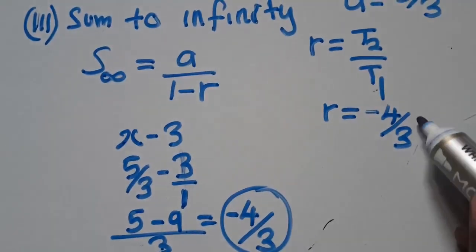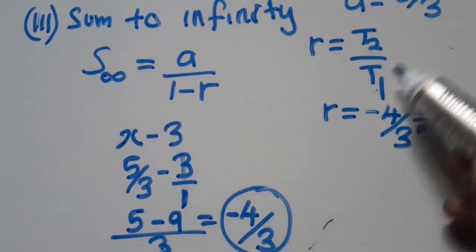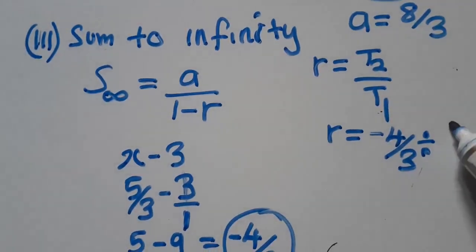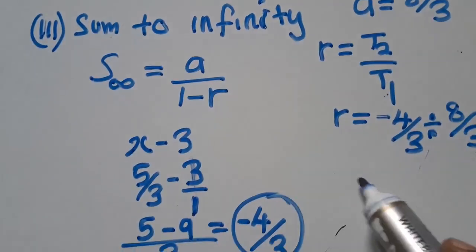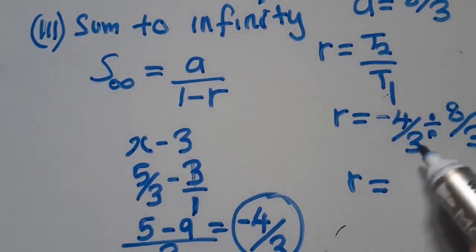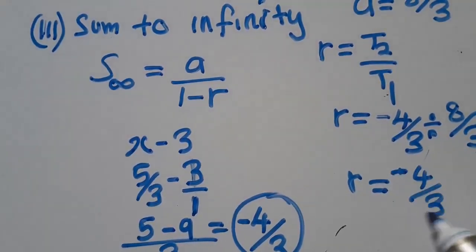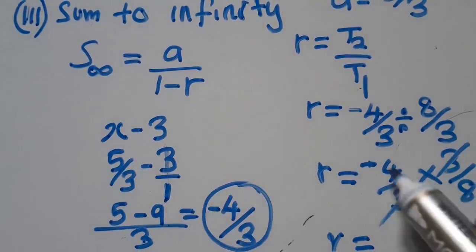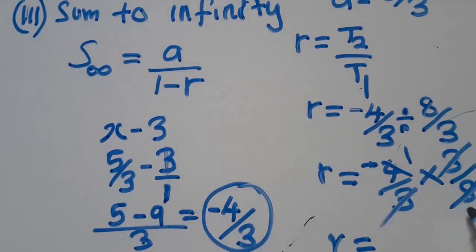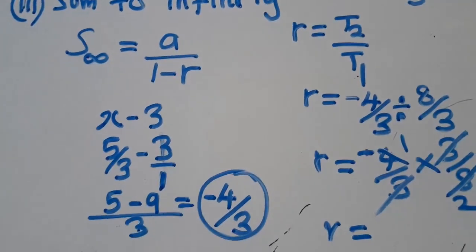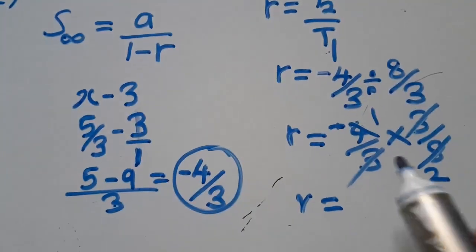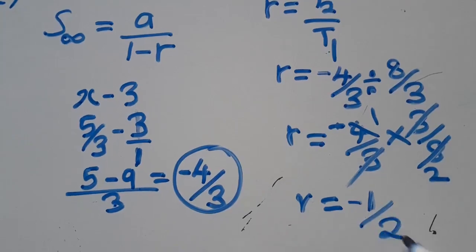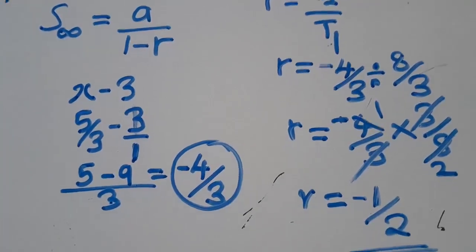Then I'm saying divide by the first term. This is the first term that I found, 8 over 3. So the common ratio will now be equal to negative 4 over 3 times 3 over 8. These 3 are going to be cancelled. 4 into 4, 1. 4 into 8, 2. So the answer is negative 1 over 2. This is my common ratio.